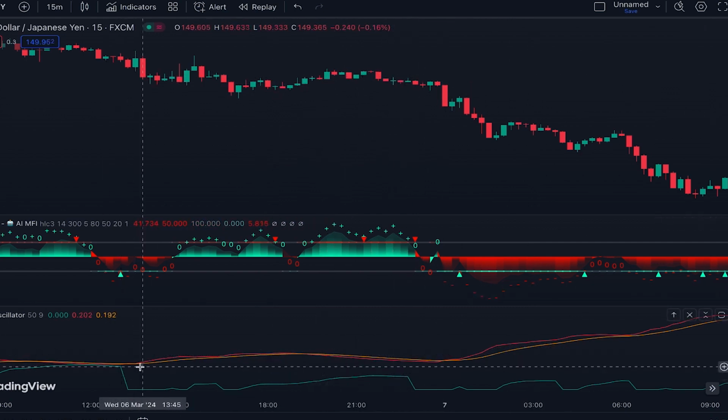We're going to use the crossing point of the red line or green line above the orange line that shows the beginning of increased momentum in that direction.